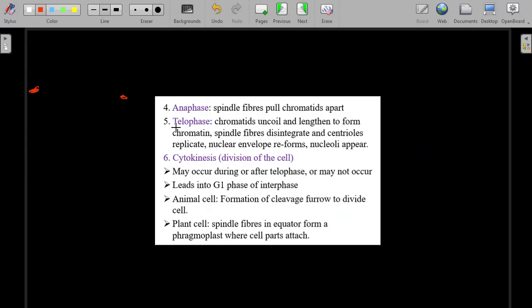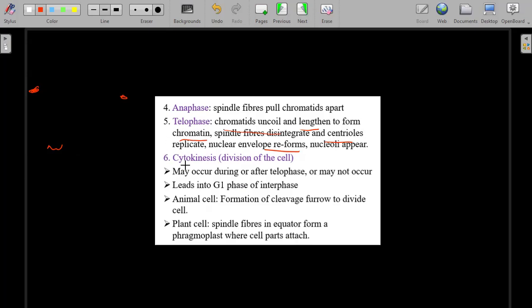Okay, then in telophase, remember in prophase the nuclear envelope disappeared. So here it is going to reform in telophase. Then you're also going to have your chromatids, which are going to uncoil and lengthen, and then we are going to form what we call chromatin. Here your spindle fibers will disintegrate, and your centromere will duplicate. That's what you have in telophase.